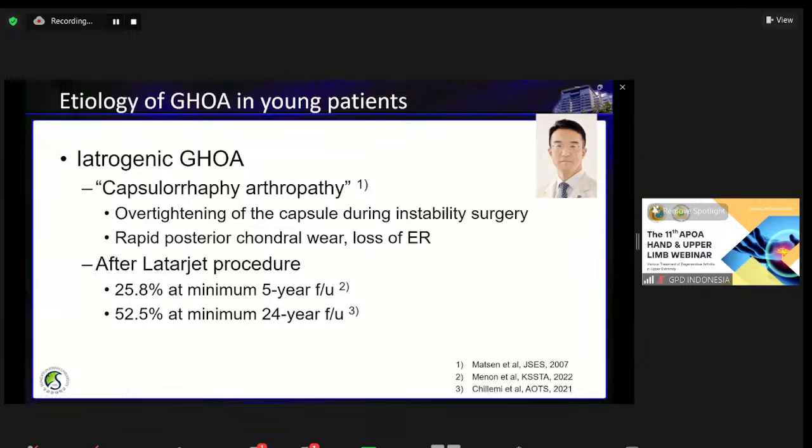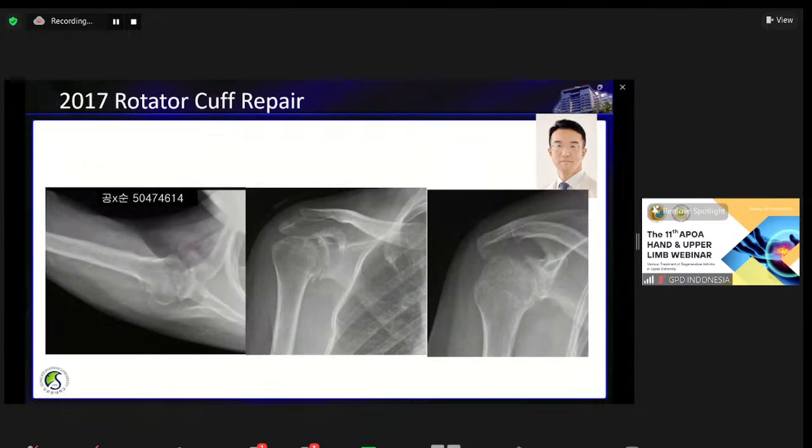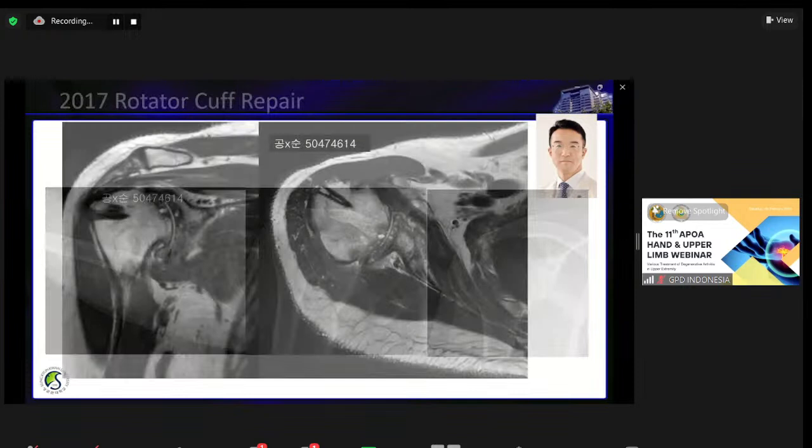And of course, if you over-tighten the joint, whatever the surgery, such as the Latarjet or Bristol procedure with some metal, you can see there's like 50% arthritis in 24 years. This is one of the rotator cuff repairs we've done that developed arthritis after 2 or 3 years of the surgery.